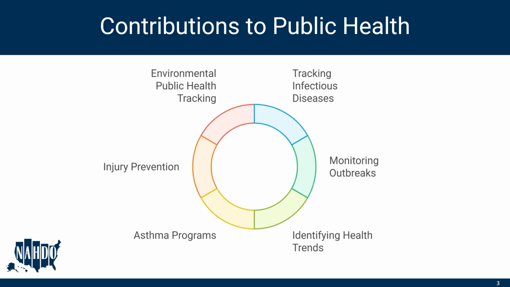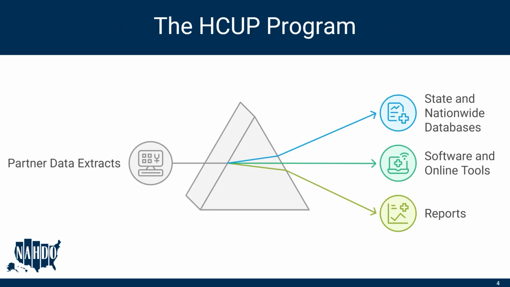Because there is value in having a national perspective on healthcare trends, almost all state programs are actively engaged in the Healthcare Cost and Utilization Project, commonly referred to as HCUP. This program is sponsored by the Agency for Healthcare Research and Quality and has been in existence since 1988. It includes the largest collection of longitudinal hospital care data in the United States. Using data submitted by state programs, called partners, HCUP produces several products including state and nationwide databases, software and online tools, and reports, allowing researchers and policymakers to compare healthcare trends across states or at the national level and identify best practices.